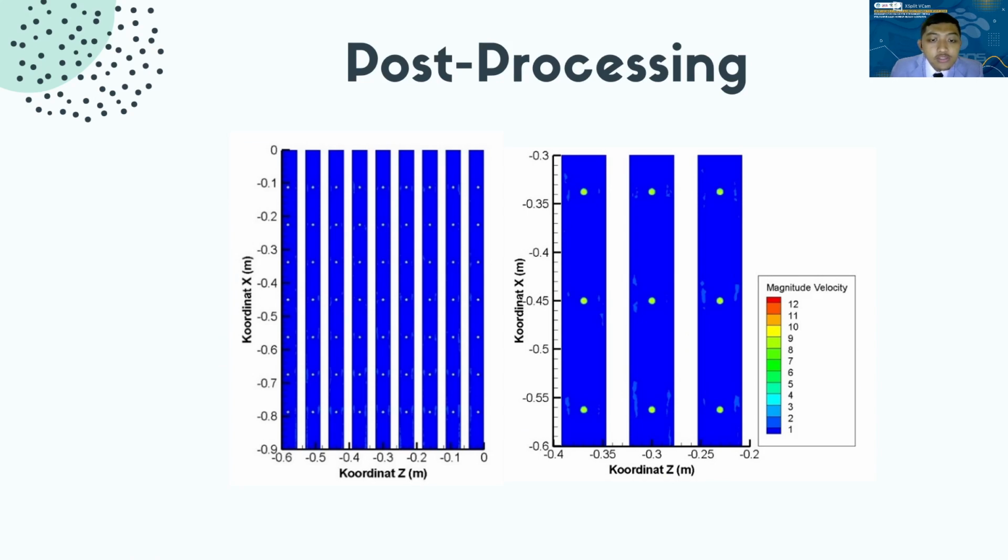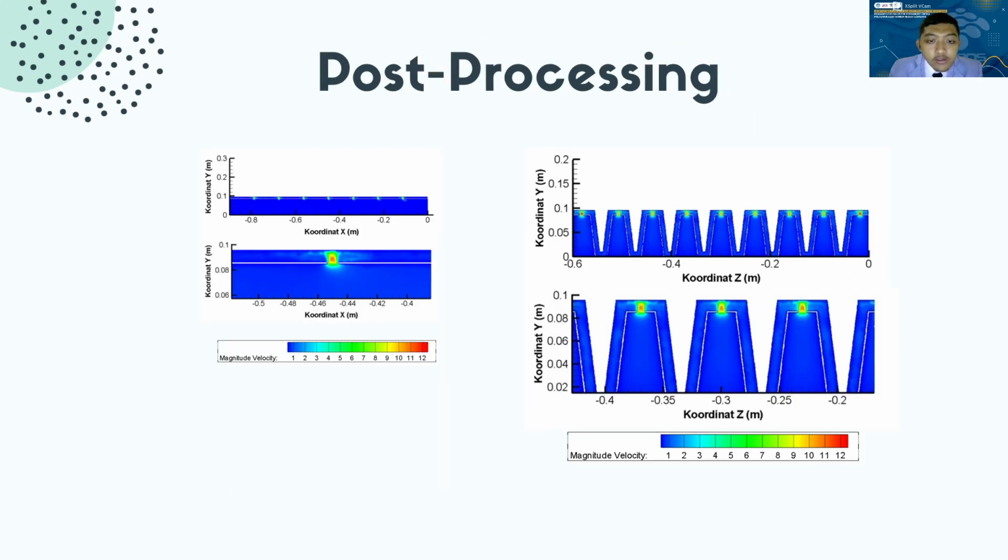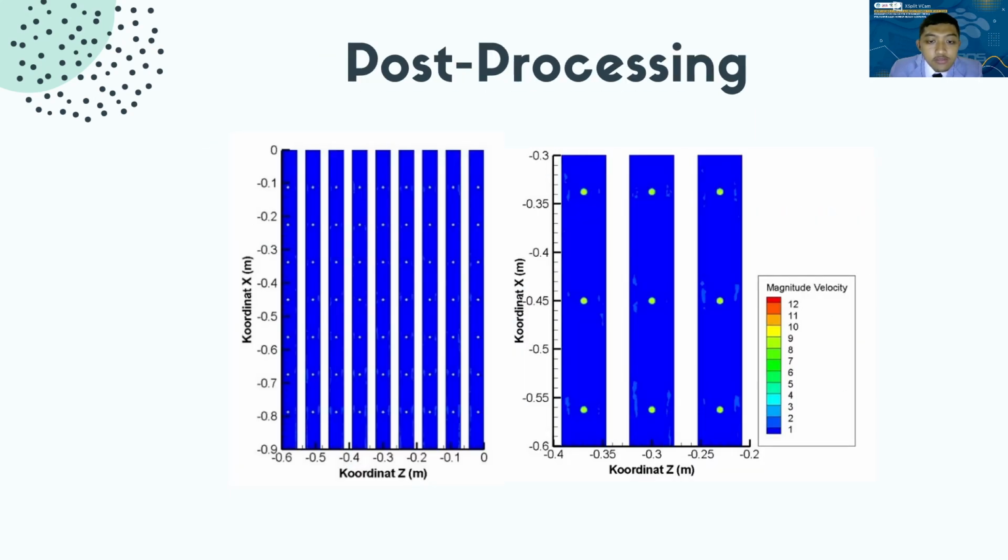Oh, I'm sorry. This is the XZ plane. It shows that there is an increase in velocity in the jet impingement area that is parallel to the jet plane. The velocity value in the jet impingement area on the XZ plane is not as big as the plane before because the plane is parallel to the jet plane. The resulting velocity value is not the maximum value, which is at 8 to 10 meter per second, as shown in the figure.